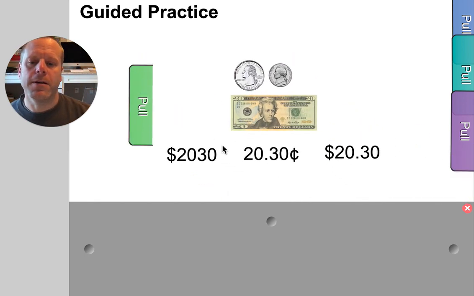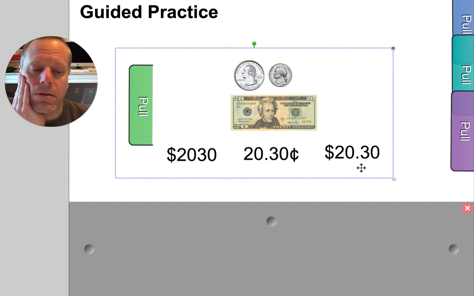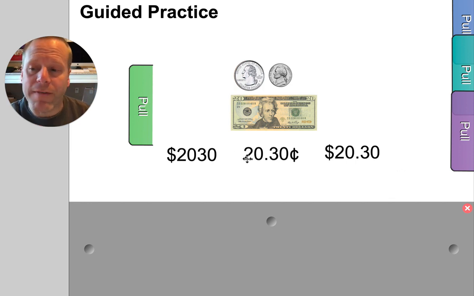Here's another one. What are we looking at here? Are we looking at $2,030, 20 and 30 cents, or are we looking at $20 and 30 cents? So they've used all the right numbers. There's the 20, so every one of them has a 20. And here's 30 cents, every one of them has 30. But which one is actually correct, right?